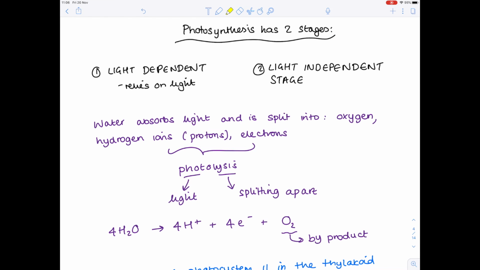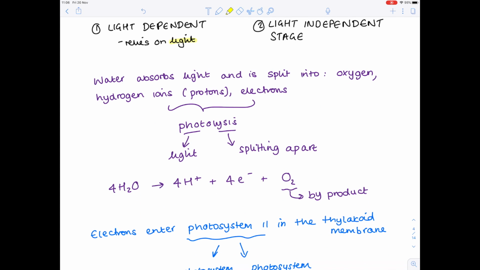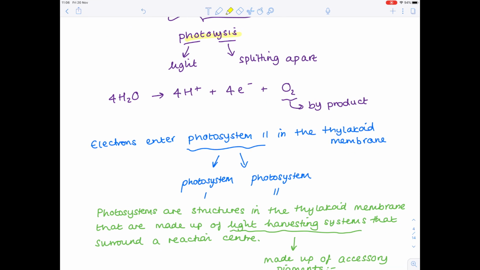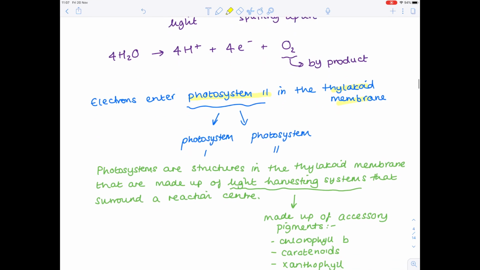So I do just want to recap the most important stages of the light-dependent stage of photosynthesis. Remember, it's light-dependent, which means it relies on light. We know that water, which is a substrate of photosynthesis, absorbs light and is split into oxygen, hydrogen ions and electrons, and that process is known as photolysis. Those all-important electrons enter photosystem 2, which exists in the thylakoid membrane.